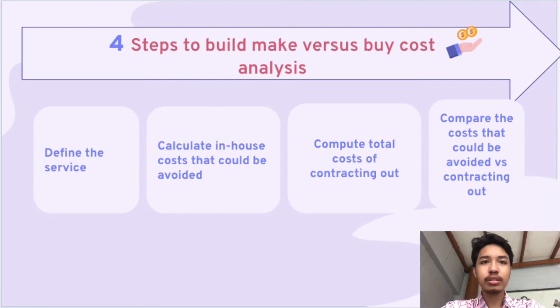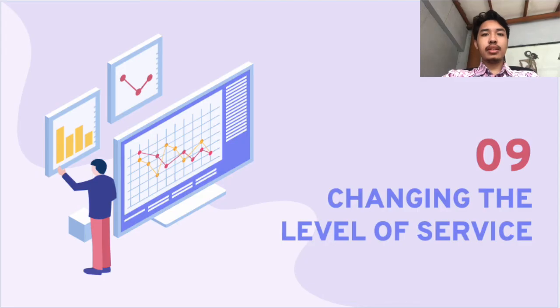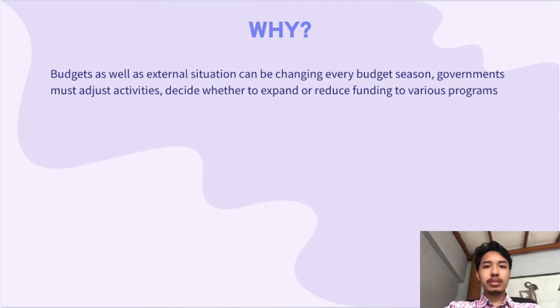That's it for chapter 8. The next is chapter 9. Chapter 9: Changing the level of service. Local governments must decide whether to expand or reduce funding to various programs, or change the level of service, as budgets as well as external situations can change every season.